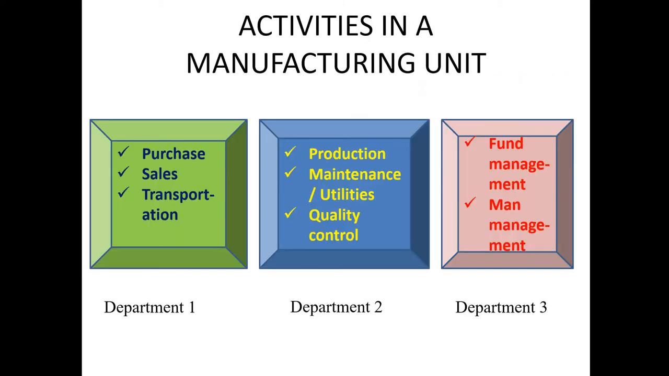Now I will have to group them. Because it is a new factory, and it is a small organization, therefore I am combining them into groups as per my convenience. So let me keep purchase, sales and transportation together as one group. Then production, maintenance, utilities and quality control as a second group. And finally HRM and finance as the third group. So what I have effectively created is now 3 departments.